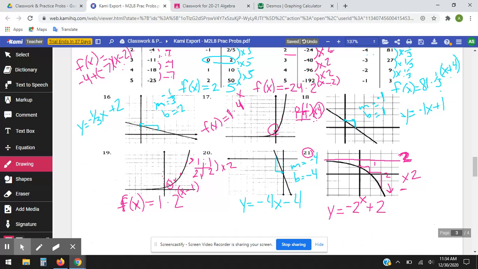Let's see if that works on this next one. If I put in a 1, 2 to the first is 2. Negative 2 plus 2, does that get me 0? It does. Let's try one more. 2 to the second power is 4. Negative 4 plus 2, is that negative 2? It is. So this happens to be my equation.